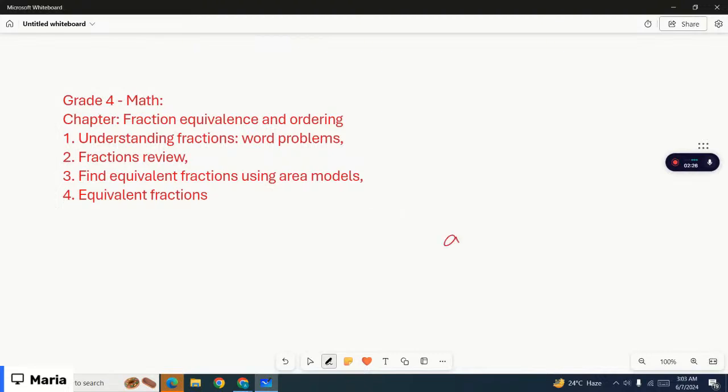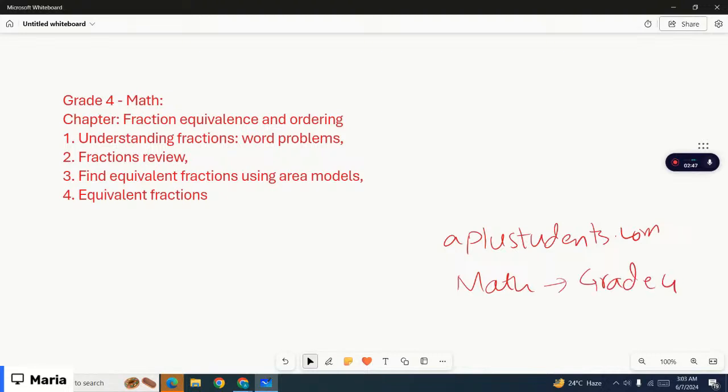You can find all the lessons on aplusstudents.com. You have to log in there using your email address and password as provided by the administrator. Then you have to select math from the subject tab. Scroll down to grade 4 and then click on view all lessons. There you can find a list of the chapters. We're going to start with the chapter fraction equivalence and ordering.